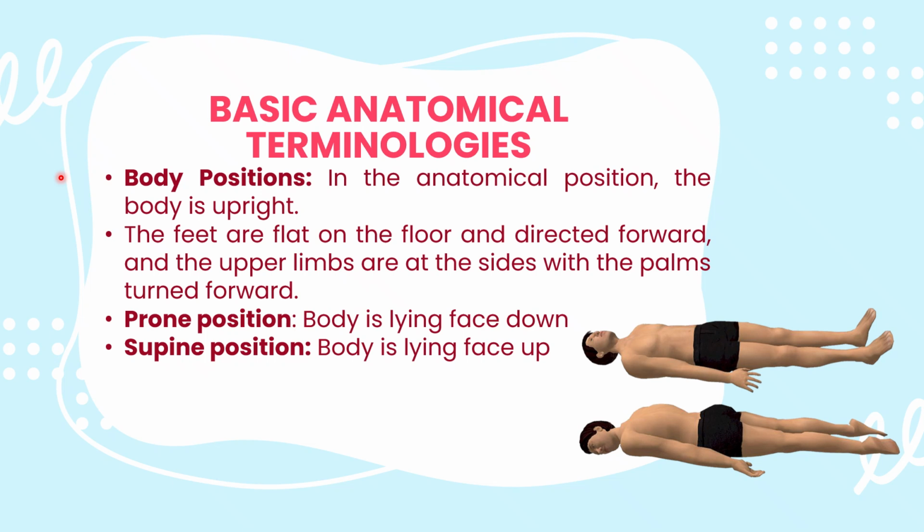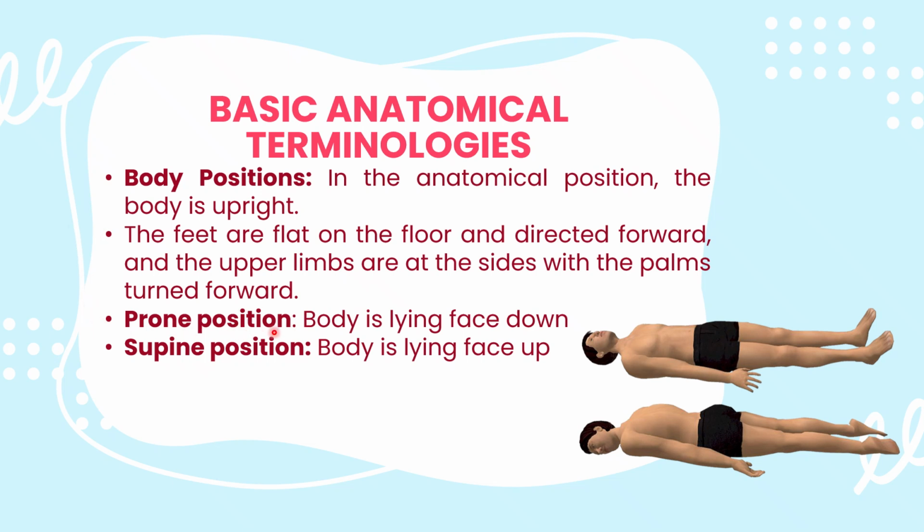The body positions. In the anatomical position, our body is in an upright position. Upright position means the feet are flat on the floor and directed forward, and the upper limbs are at the sides with the palms turned forward.